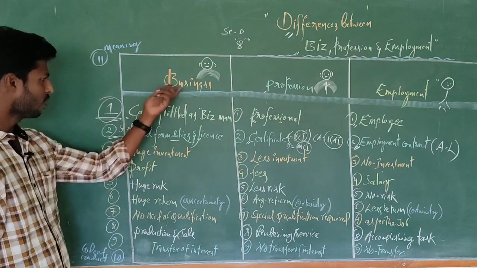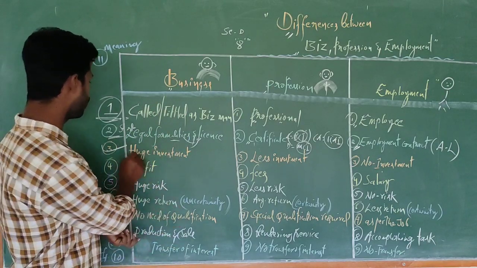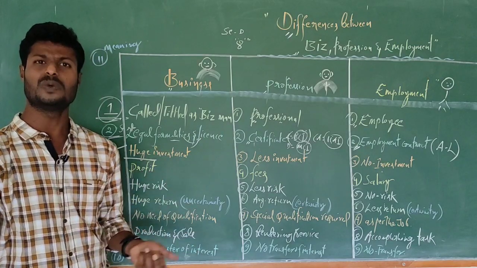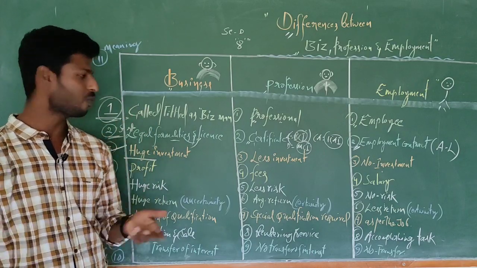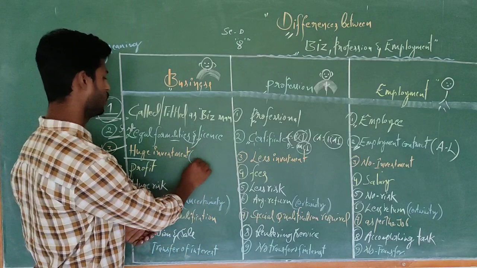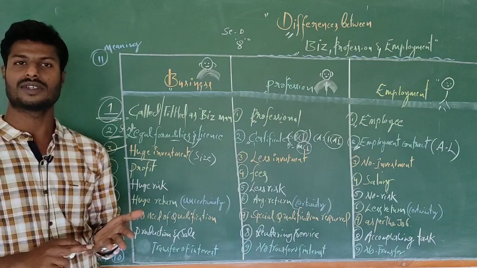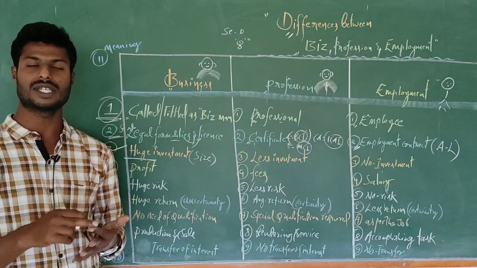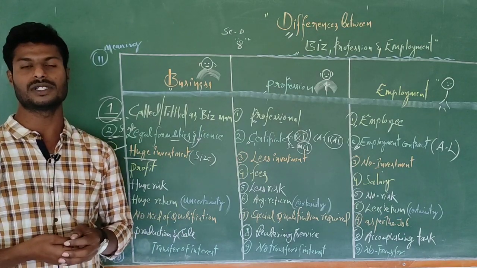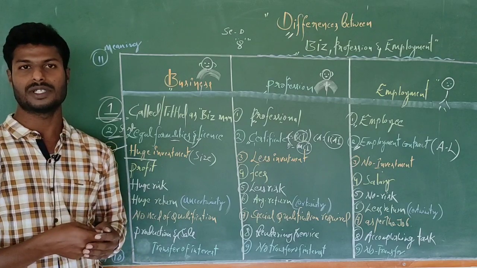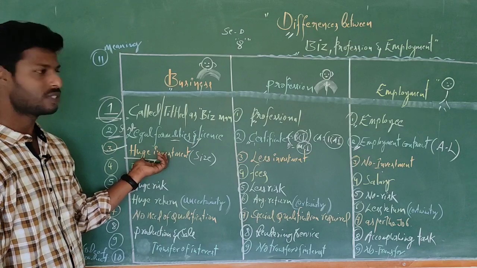Next one is, in business, we invest huge capital. Huge means many lakhs, many crores we have to invest, depending on the size of the business. Why? To purchase resources, meaning raw material, machinery, technology, to produce the product, for marketing, for advertising, and for day-to-day expenditure and maintenance. We need huge capital to start and run a business.